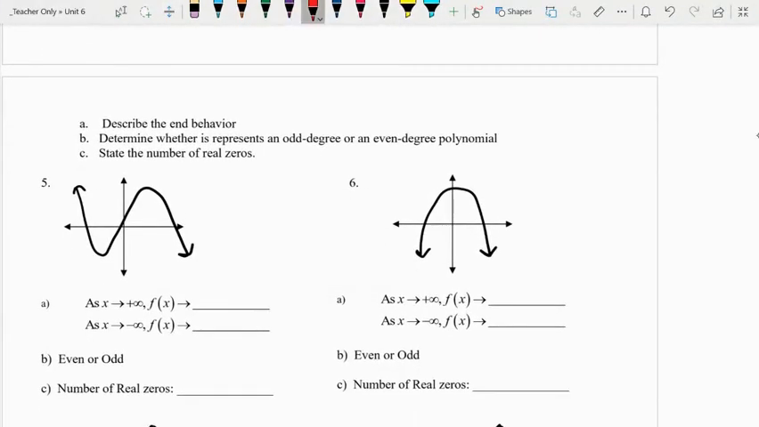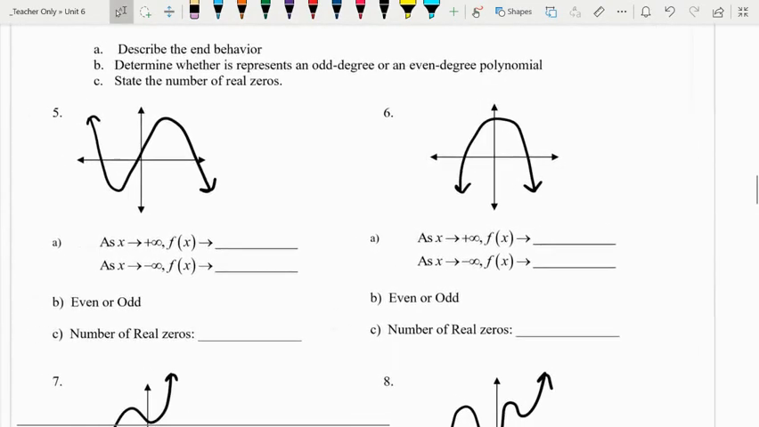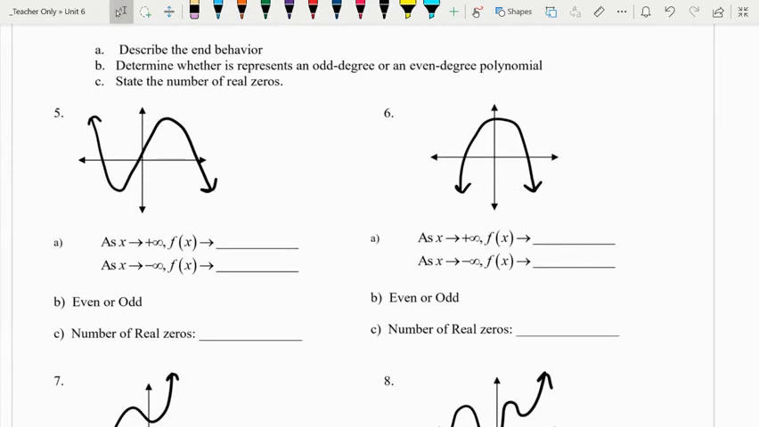Okay, so for each graph, we are going to describe the end behavior and then determine whether it represents an even or an odd degree. And then we're going to state the number of real zeros. Remember, real zeros are where it crosses the x-axis, okay? And that's always going to be at most the degree. It could be less, but it can't be more.